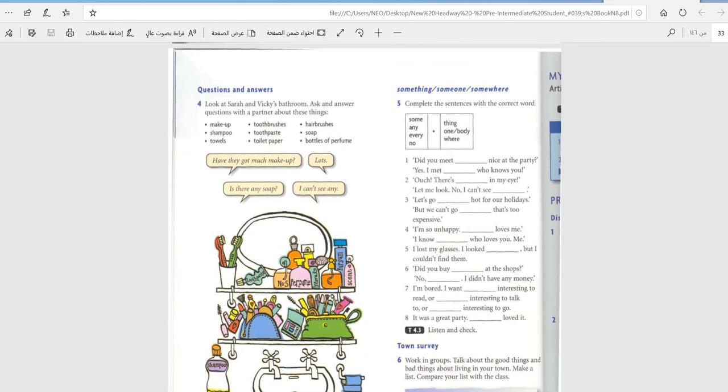Did you meet someone nice at the party? Yes, I met, for example, someone who knows you.